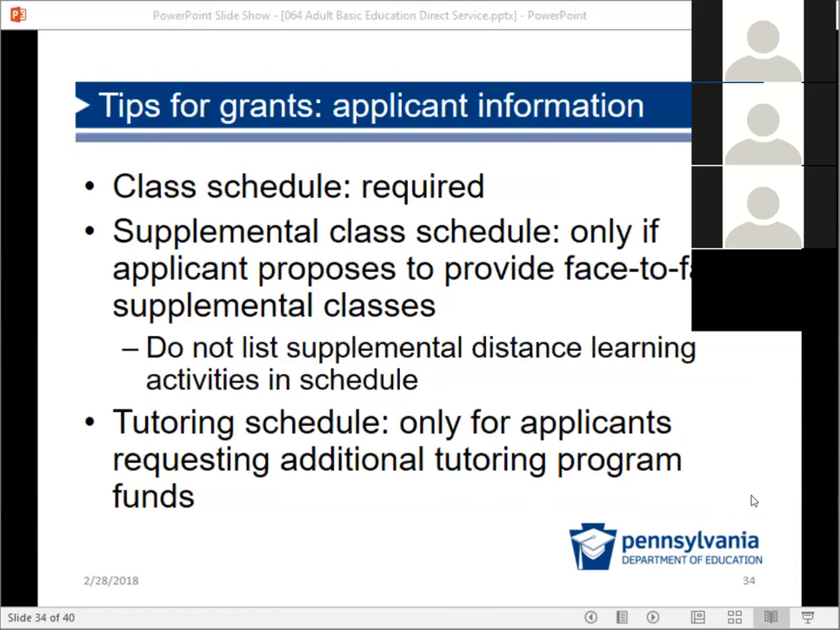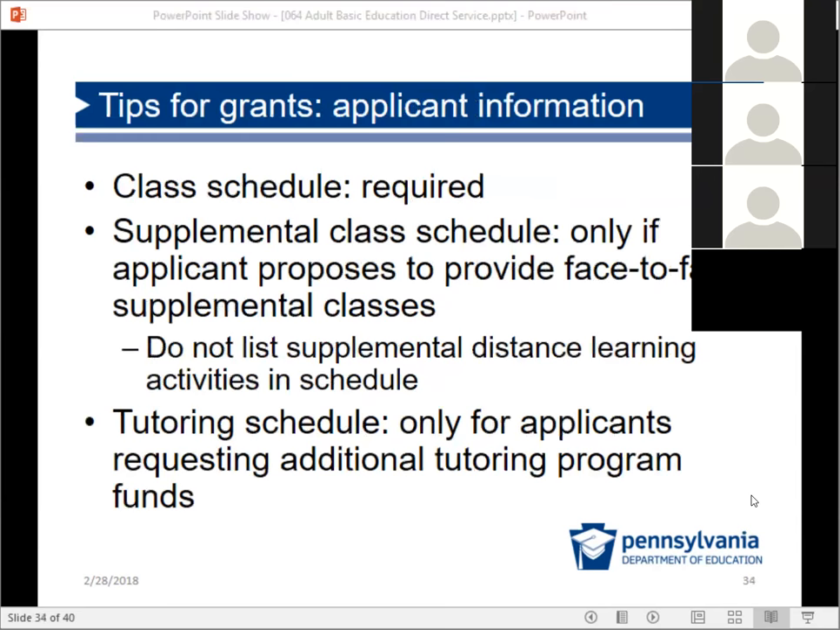In the program sites and class schedule under the applicant information, applicants first create a list of class locations. After adding all of the class locations, you must click the Save and Continue button at the bottom of the screen. This will create a drop-down list of class locations in the first column of the class schedule and the first column of the supplemental class schedule sections.